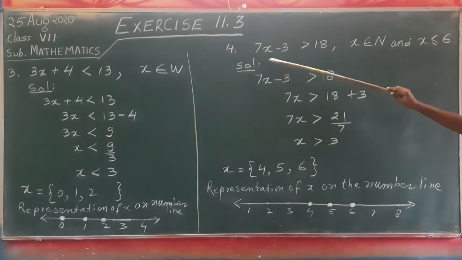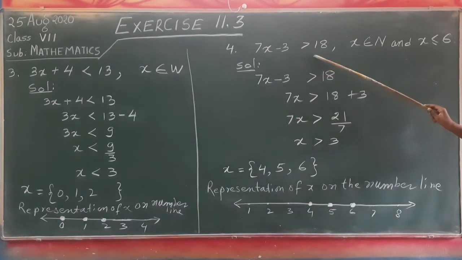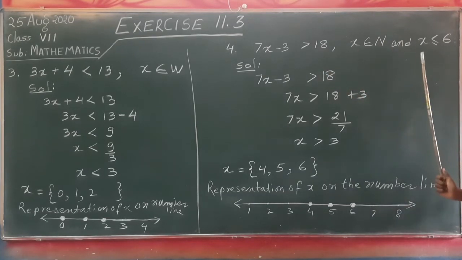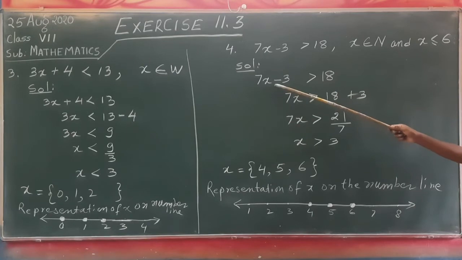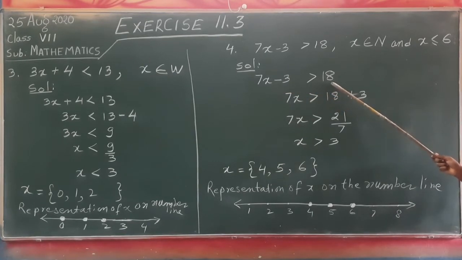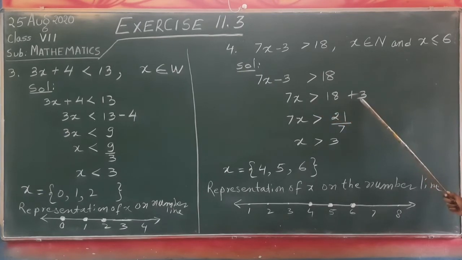Fourth question. 7x minus 3 is greater than 18, and x belongs to natural numbers and x is less than or equal to 6. Remember, less than or equal to 6. Natural numbers always begin from 1, remember. So, the solution. 7x minus 3 on the left hand side is greater than 18. On transposing 3 to the right hand side, minus becomes plus. So in the next step we get 7x is greater than 18 plus 3.